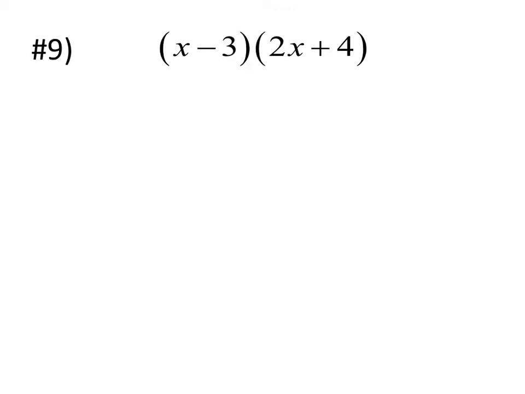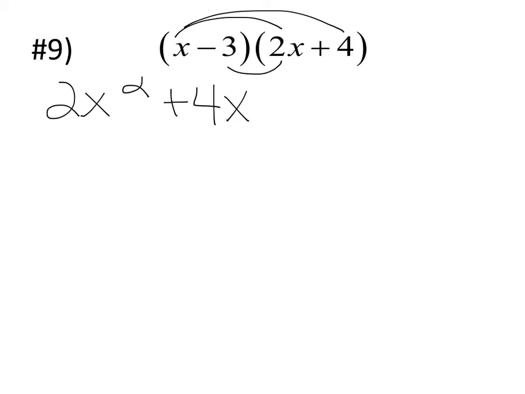Alright, now we're doing a binomial times a binomial. So we're going to distribute the x to both pieces first, giving me 2x squared when I do x times 2x, and then x times 4 is positive 4x. And then I'm going to distribute the negative 3 to both pieces in the second binomial. Negative 3 times 2x is negative 6x. Negative 3 times 4 is negative 12.